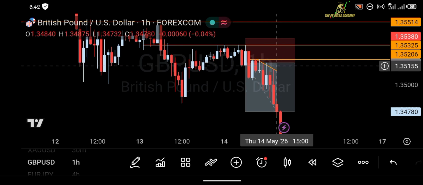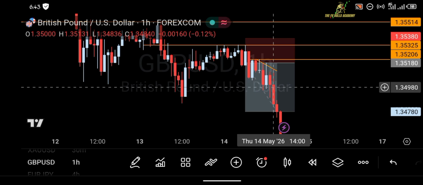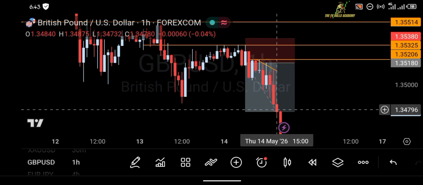Immediately I broke even on this trade. The next thing, our price rejected massively and went to our take profit. It didn't even take time. Immediately I broke even, price went massively to our take profit.